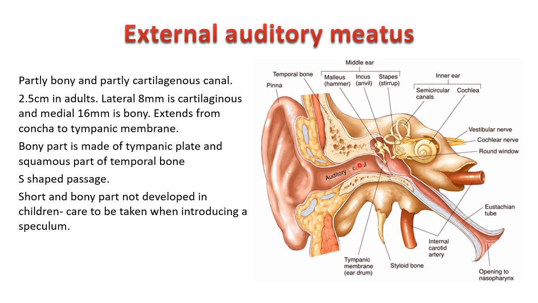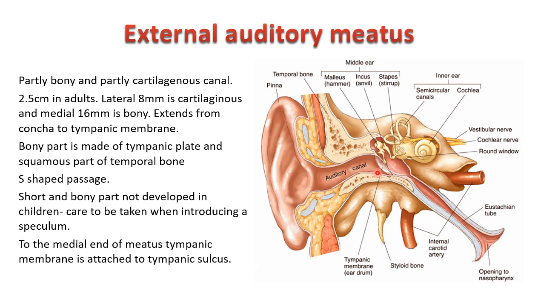So as I told you, the canal is S-shaped. When you want to view the tympanic membrane, you have to pull the auricle upwards, then backwards and laterally, so that you straighten the tube, and you will be able to visualize the tympanic membrane.